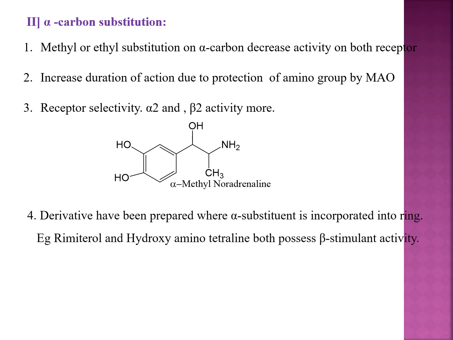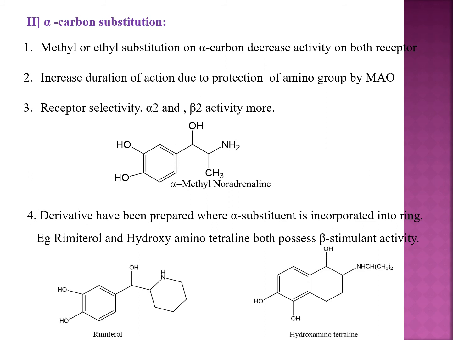Next point, derivatives have been prepared where the alpha substituent is incorporated into a ring. For example, ramipril and hydroxyaminotetralin both possess beta stimulant activity.